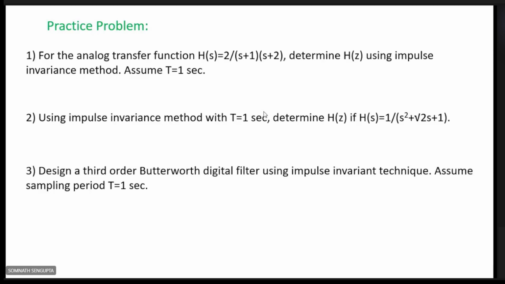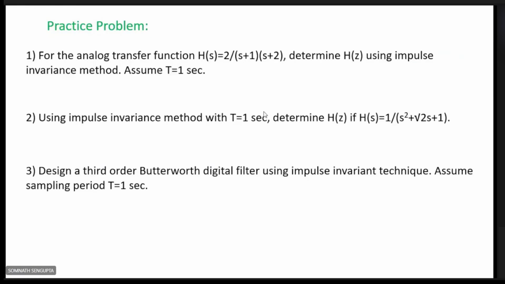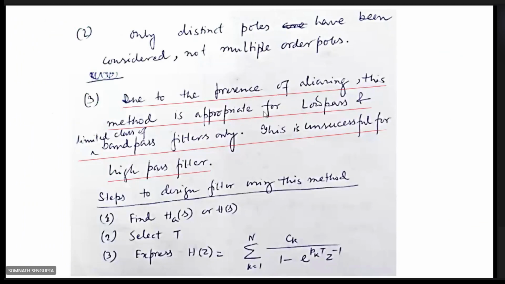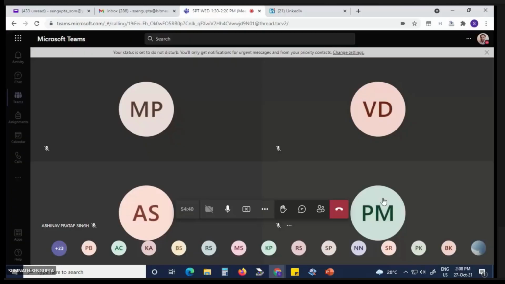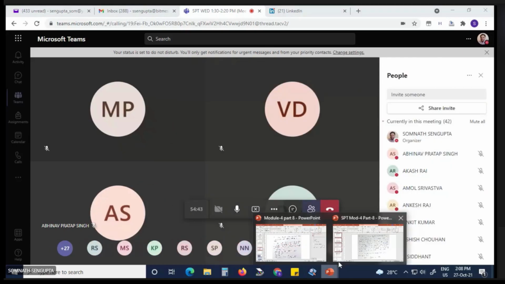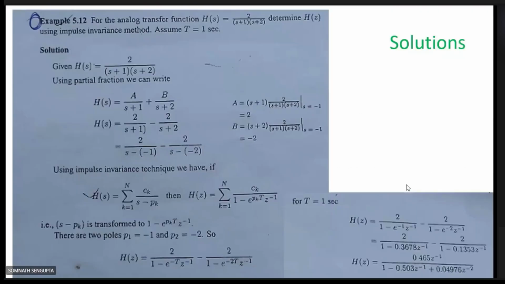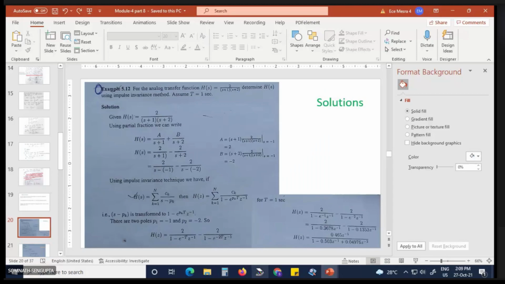Last time, one of your seniors asked; this was actually given in the book. I have given the solutions, so you just go through them. I am just showing you. The first problem is written here. Are you seeing the problem? Yes, sir.